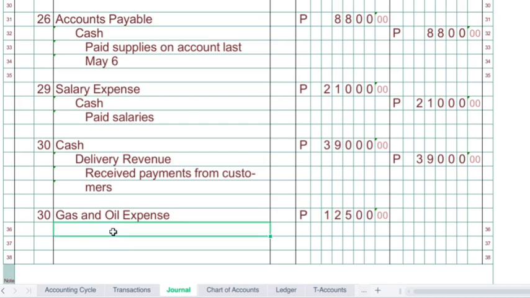Alright. And then we will credit cash naman. Kasi nagbayad tayo. Same amount. 12,500. So we'll write paid gas and oil.